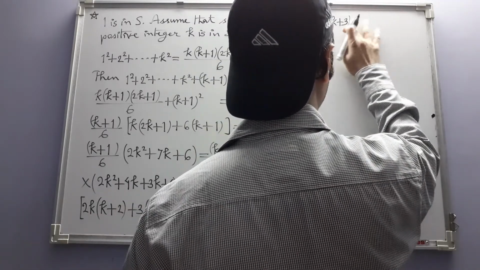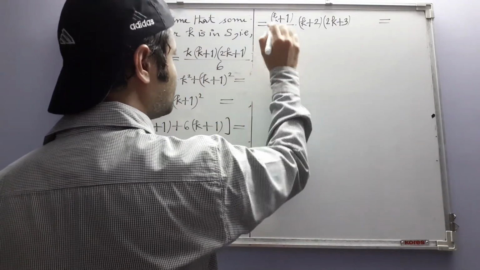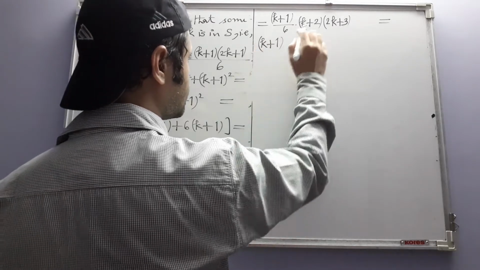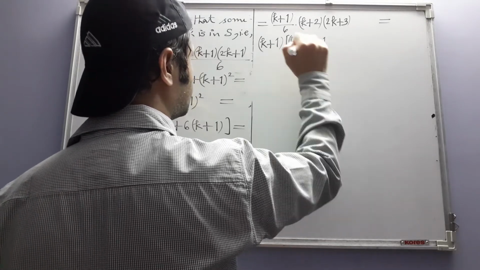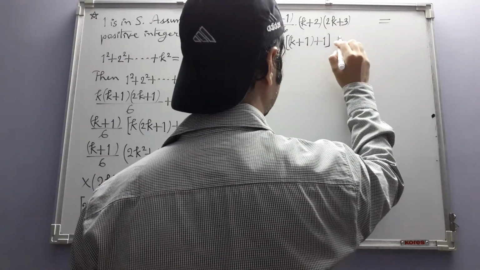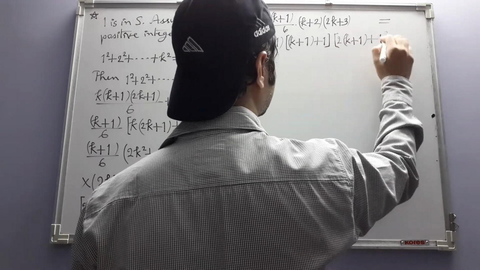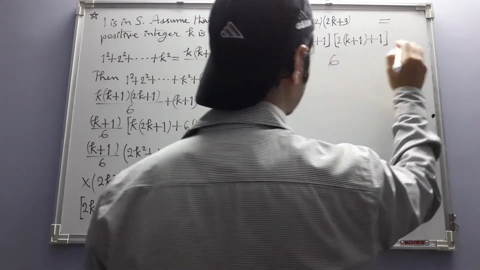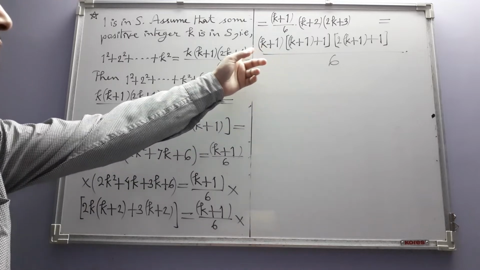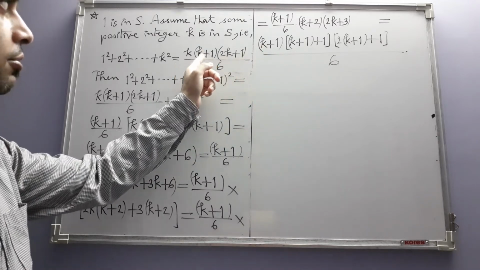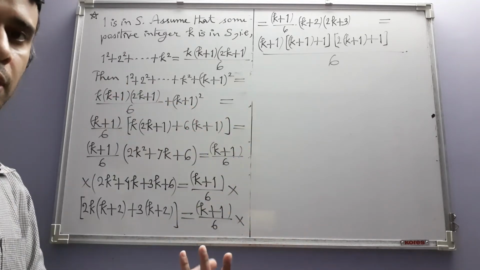And let me write it in another line. This factor is k plus 1, let's just keep it like this. K plus 2 I can write as k plus 1 plus 1, and 2k plus 3 can be written as 2 times k plus 1 plus 1, divided by 6. Now you look at the final form. It's just like this one, except if you replace k with k plus 1. So that means our formula is also true for k plus 1.